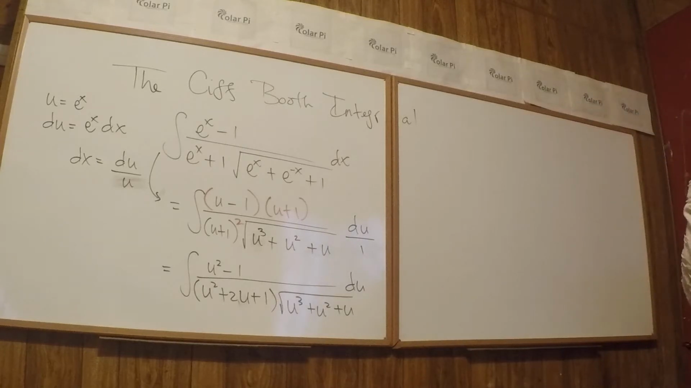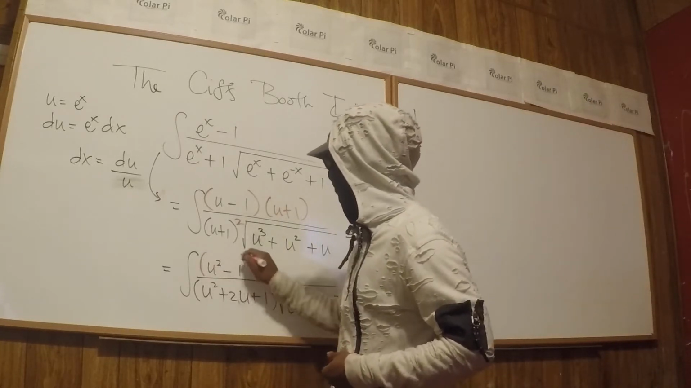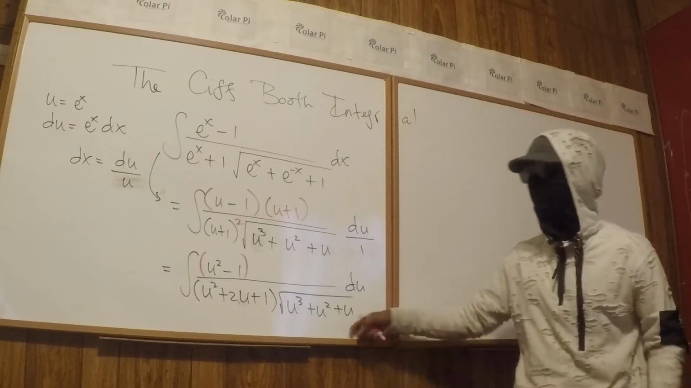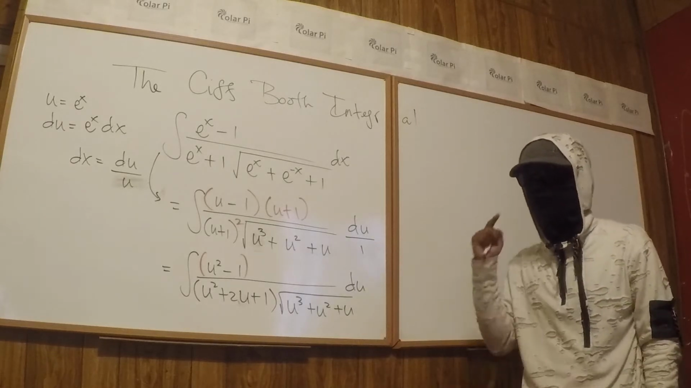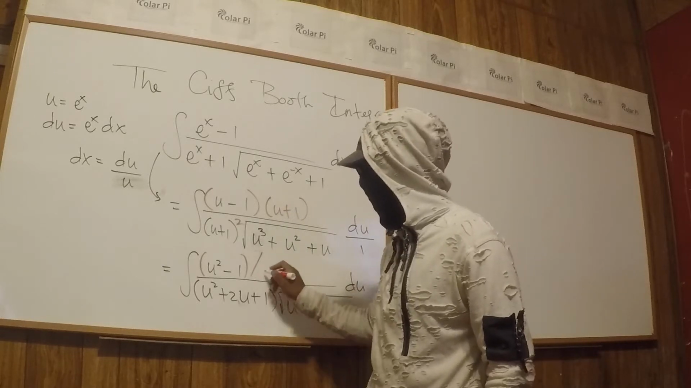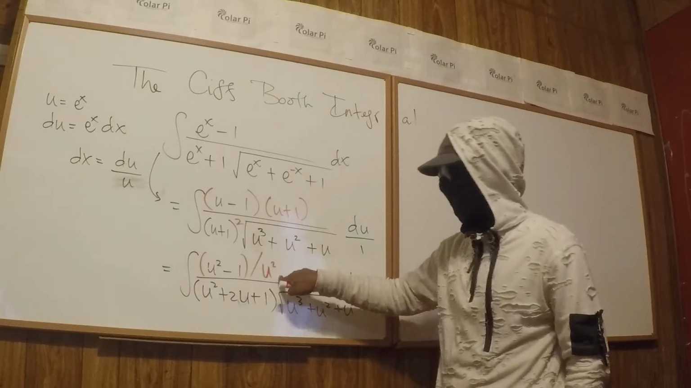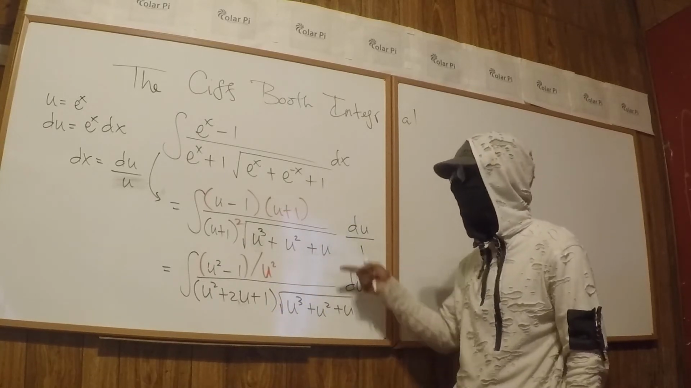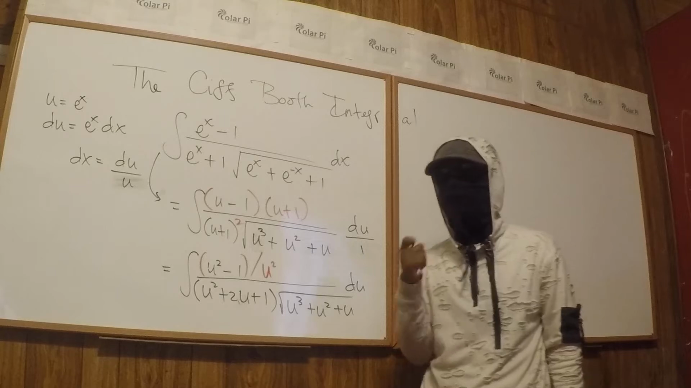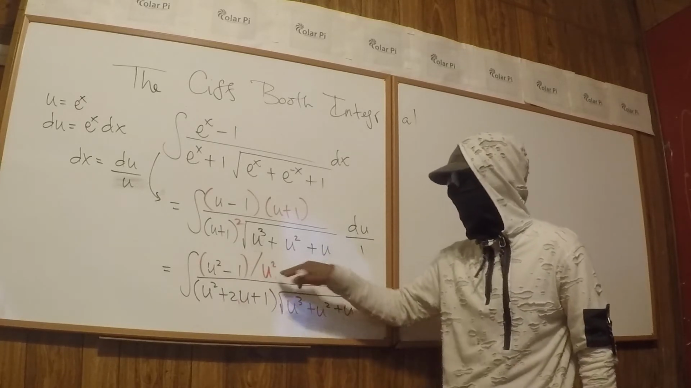So where to next? Well, what we're going to do next is multiply both the numerator and the denominator by 1 over u squared. So when we do that, what we're going to get here is this divided by u squared. Again, we multiply numerator and denominator by 1 over u squared. So here we get this divided by u squared.